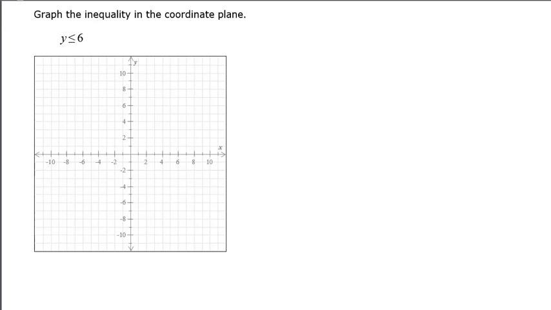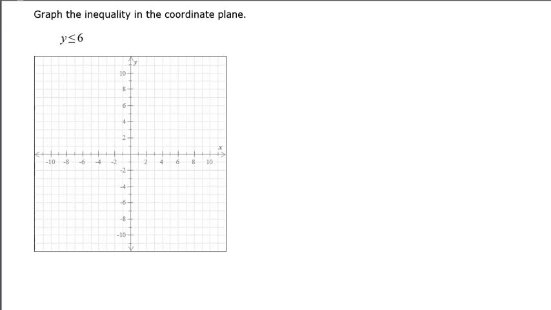Graph the inequality in the coordinate plane y is less than or equal to 6. So before we get started, let's look at a couple of things. Whenever we're graphing linear inequalities, we do it using primarily the same method that we did when we graphed linear equations. There's only a couple of differences.